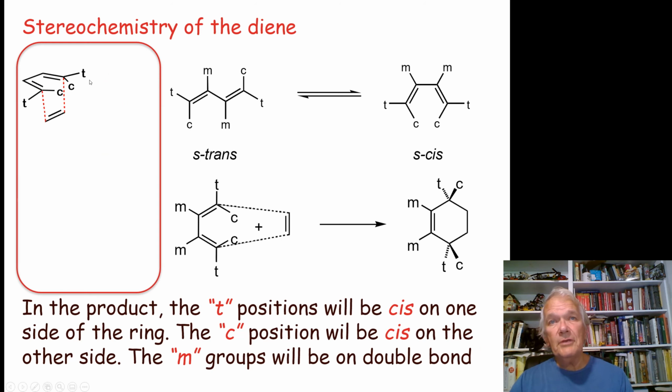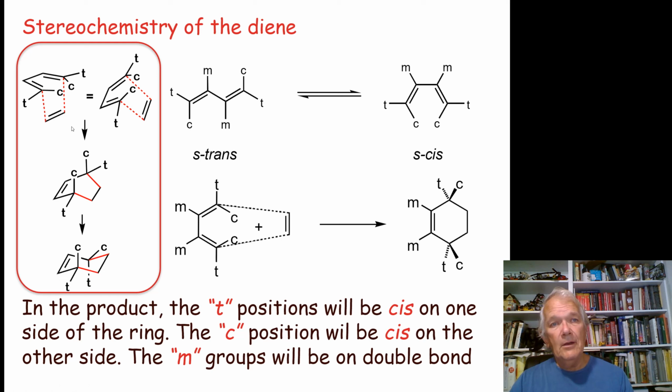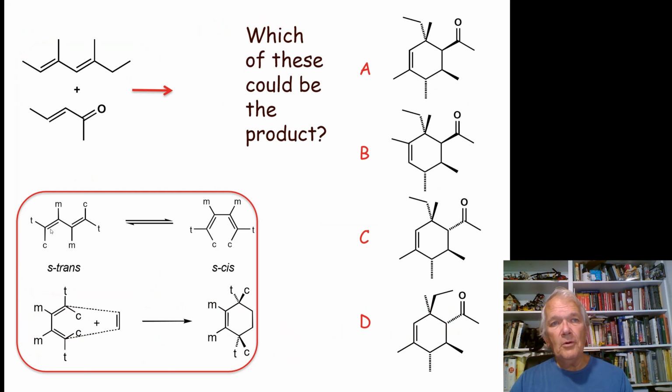Here's a picture trying to show you why this works. You bring the dienophile from the bottom, which means that your C's will be on top and your T's will be down, and the C's will be cis, the T's will be cis. So there's the basic picture of the molecule. Of course it folds into a chair, and one C will become equatorial, one axial, same thing with the T's. And it's probably best not even to worry about the chair for these things. It'll just confuse things more.